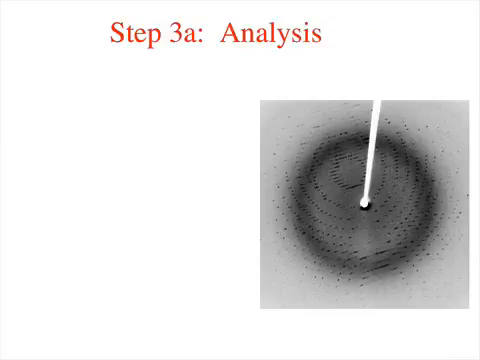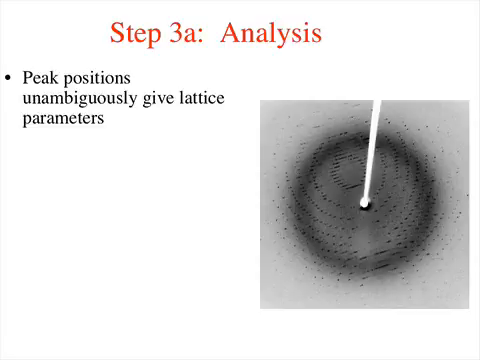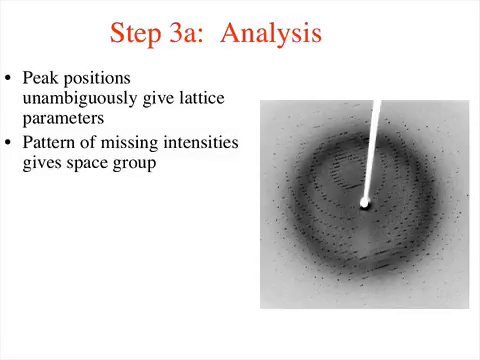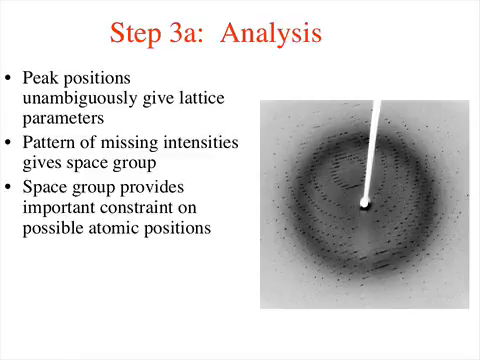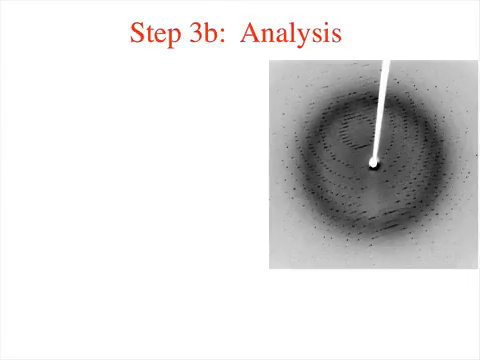The next step, obviously, is to analyze that. So as we said, the peak positions, when put together, unambiguously give you your lattice parameters. And you can see here, these aren't arranged on an exact lattice. There are places where there are missing peaks. The patterns of missing intensities actually give you important information that tells you something about the space group, and that in turn provides some important constraints on the possible positions of atoms within the unit cell.